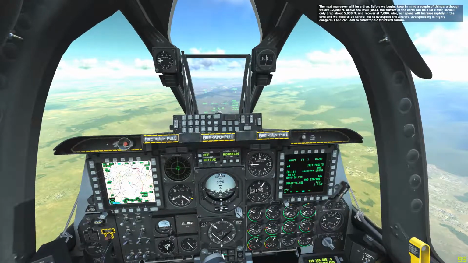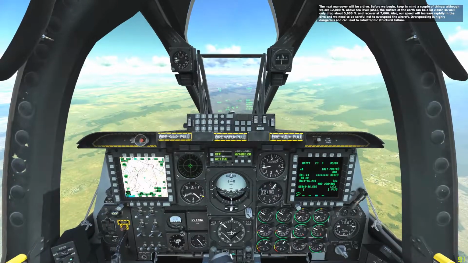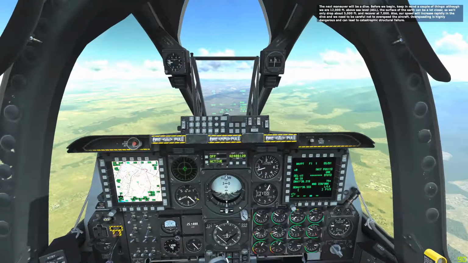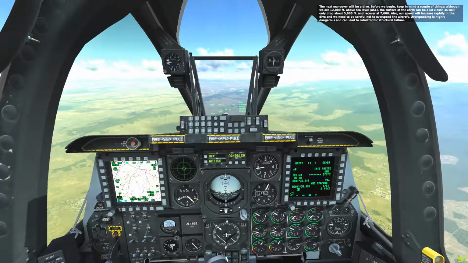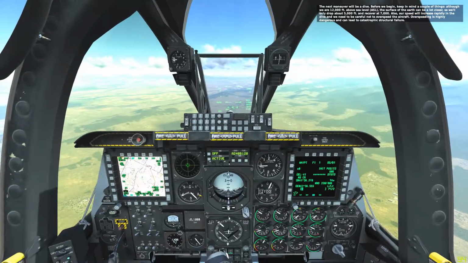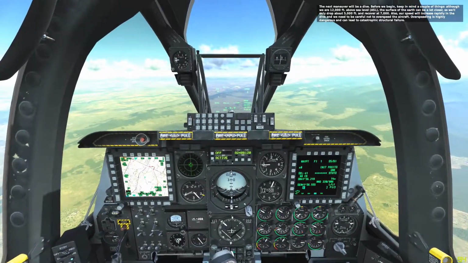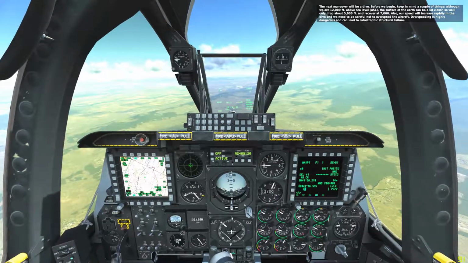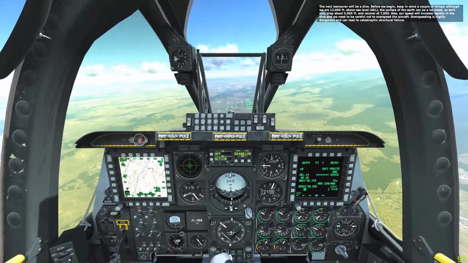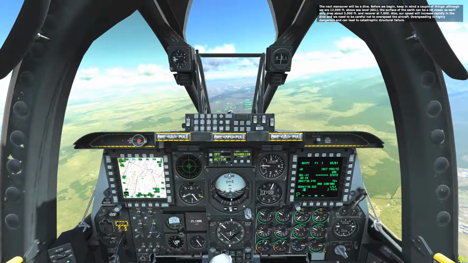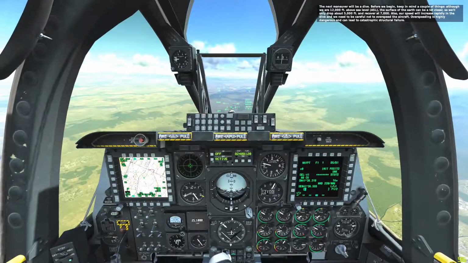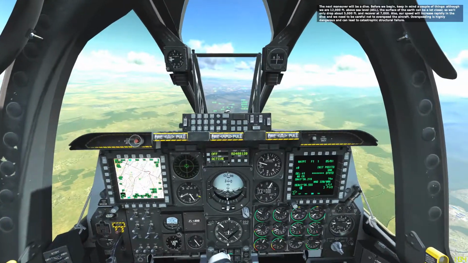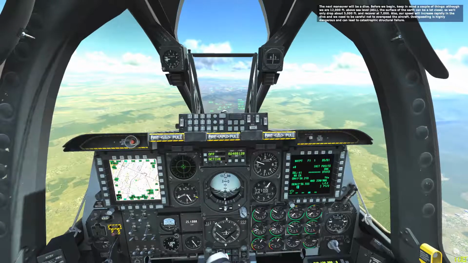The next maneuver will be a dive. Before we begin, keep in mind a couple of things. Although we are 12,000 feet above sea level, the surface of the Earth can be a lot closer, so we'll only drop about 5,000 feet and recover at 7,000. Also, our speed will increase rapidly in the dive and we need to be careful not to overspeed the aircraft. Overspeeding is highly dangerous and can lead to catastrophic structural failure.